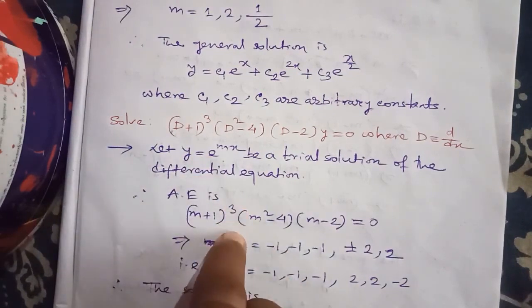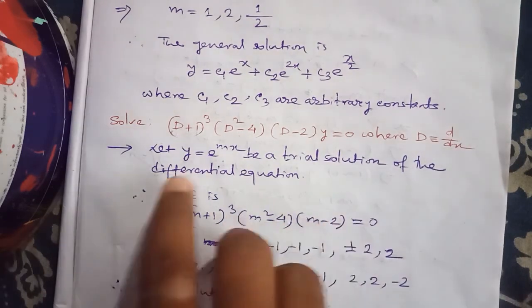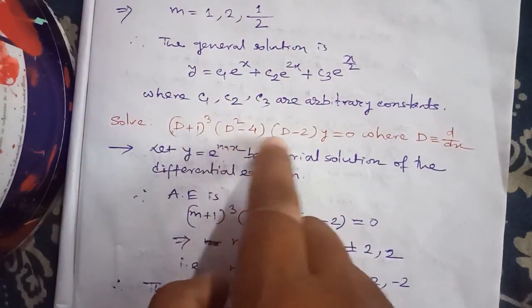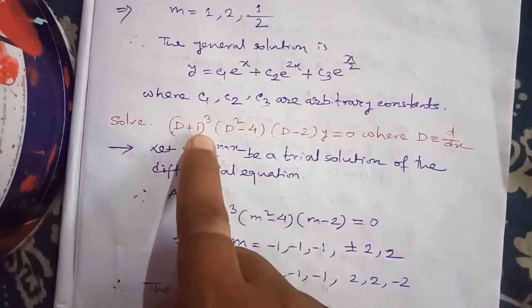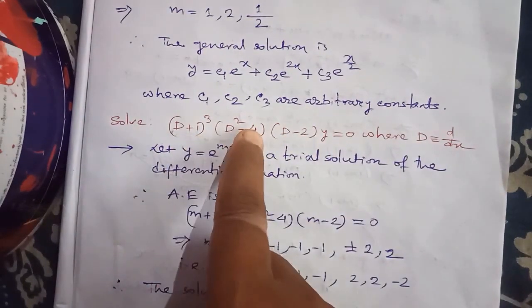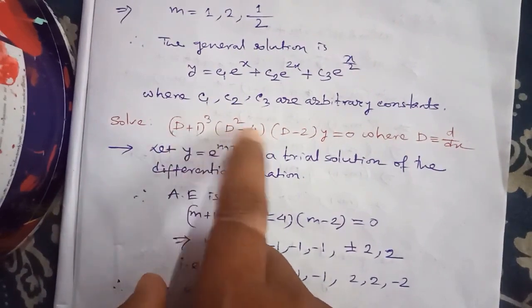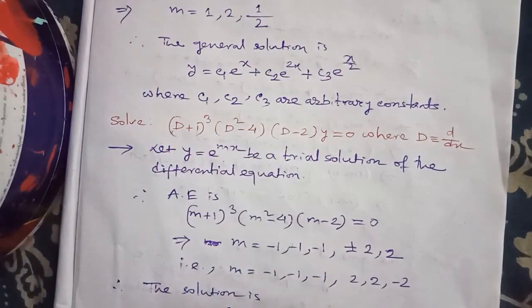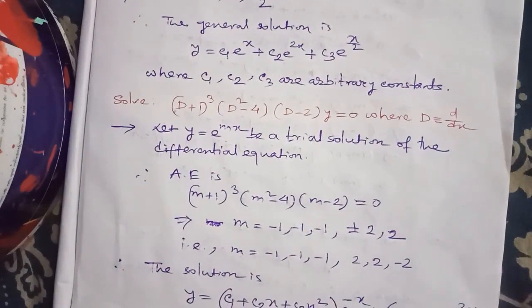Well, (m + 1)^3 (m² − 4)(m − 2) = 0, where wherever there is D, m will be replaced in that place automatically. If we do this originally and find these values, then automatically this will come; it will match with this. That's why I'm saying that wherever there is a D, we will just replace it with m. Then the auxiliary equation will be formed.